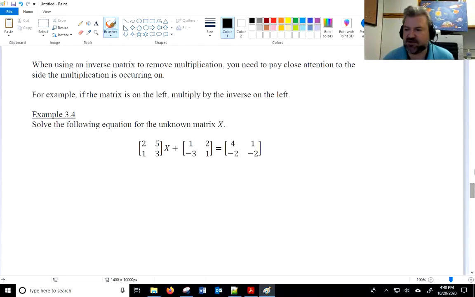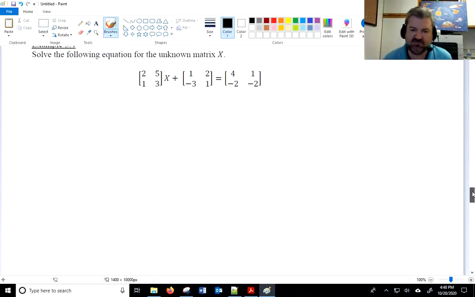Okay, so what I've got here is a little algebra problem for us to do. We're going to solve this equation for the unknown matrix X. We've got 2, 5, 1, 3 times some unknown matrix X. X is not a scalar. X is a matrix, in fact a 2 by 2 matrix. And then we're going to add this second matrix to it to get the final one.